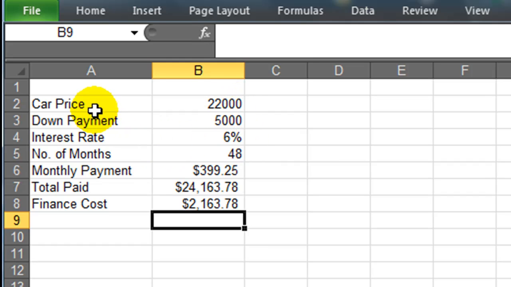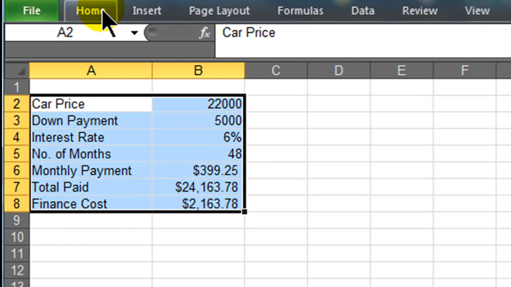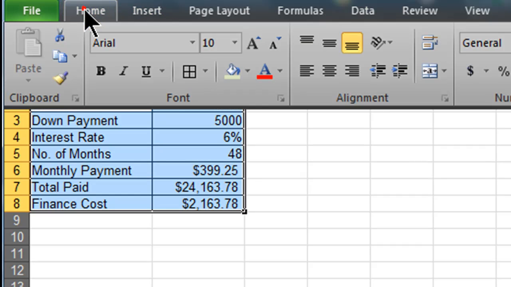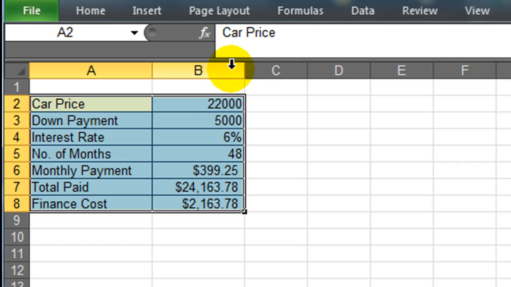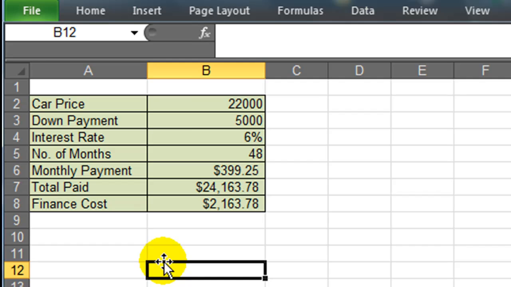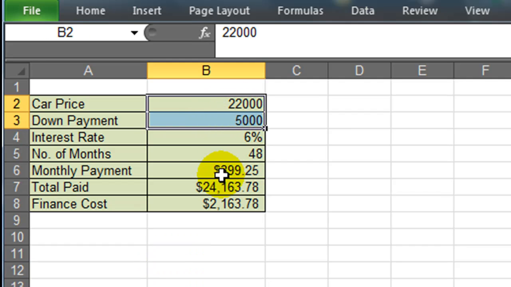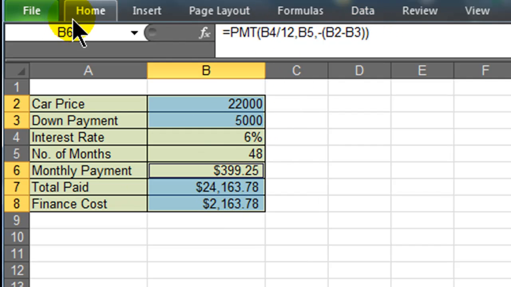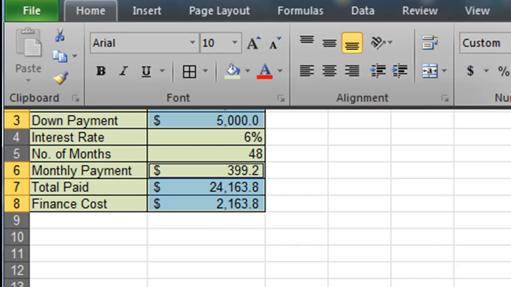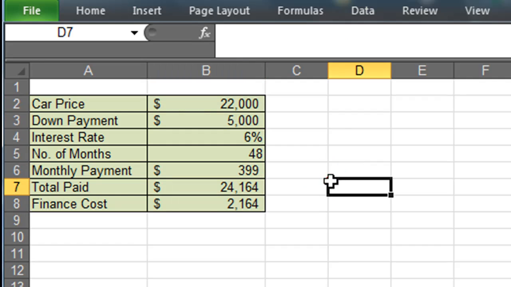Now I'm just going to do a little bit of formatting here. I'll select this group of cells. Go ahead and give me some borders. And let's see, how about if we also do some background colors on there. There we go. And I'm also going to format some of these cells as currency. And let's get rid of the decimals. Don't really need those. Okay, so this is what we have so far.